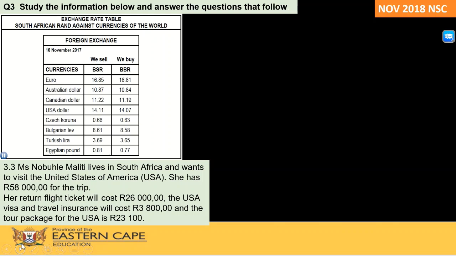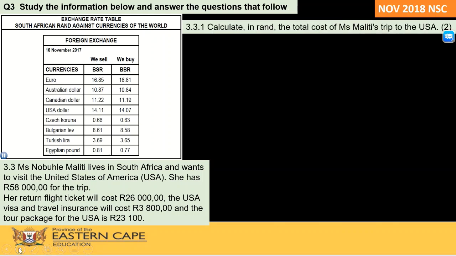Ms. Nobuhle Maliti lives in South Africa and wants to visit the United States of America. She has 58,000 rand for the trip. Her return flight ticket will cost 26,000 rand. The USA visa and travel insurance will cost 3,800 rand. And the tour package for the USA is 23,100 rand. The instruction that you are given: calculate in rand the total cost of Ms. Maliti's trip to the USA.